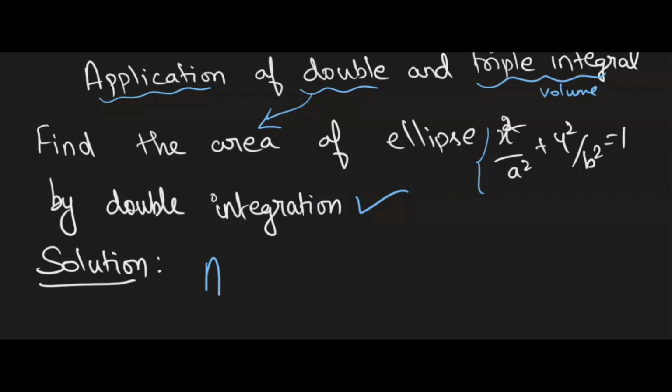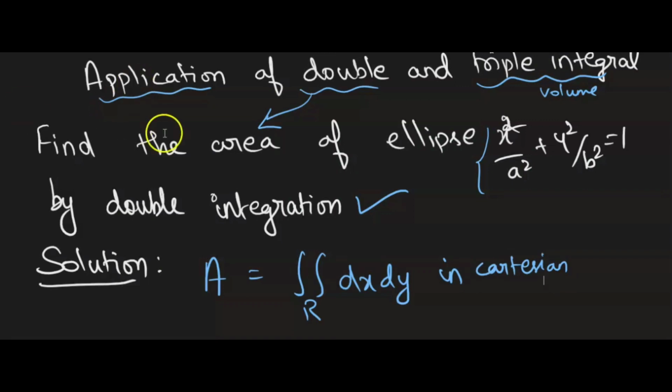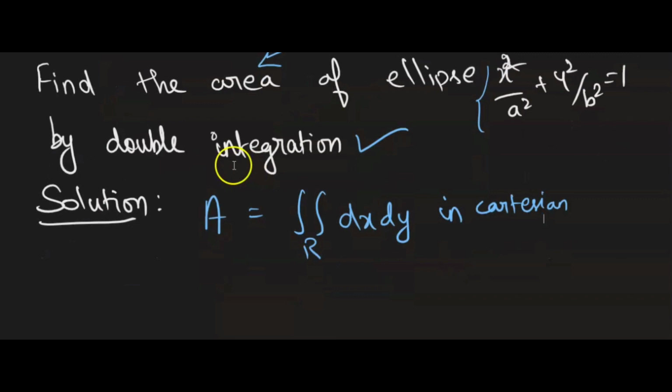So always the formula for area is double integral over R dx dy in Cartesian. If it is in polar, it will be r dr d theta. Okay, that we'll do later. Since the given question is in Cartesian form, that is x and y, we are using this formula format. Now, if you see the area of the ellipse, then your ellipse approximately will look like this.